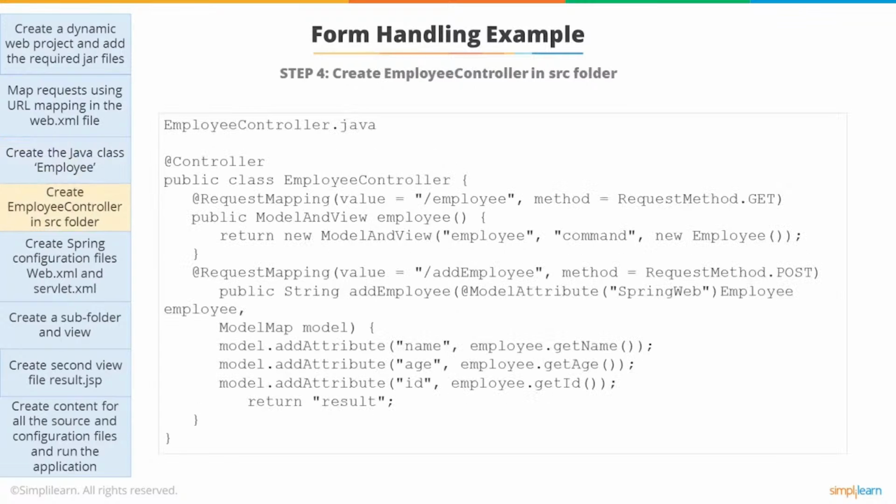We then create the controller with a request mapping of a URL /employee and map to a request.get method. We then return model and view with the employee and command and the new employee object. We then do another mapping for the request method.post. This is from the form data to be posted. We provide the add employee method and add attribute mappings for name, age and ID.